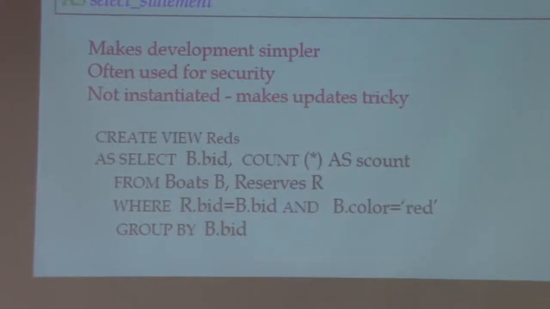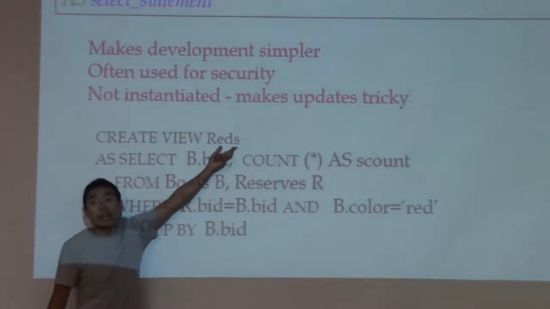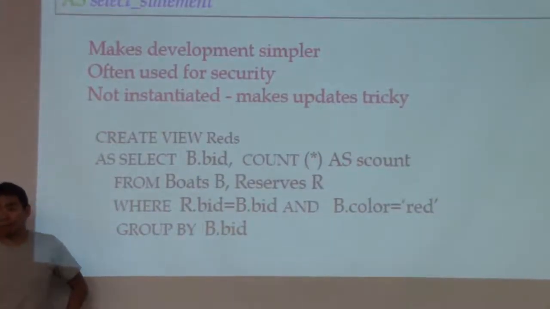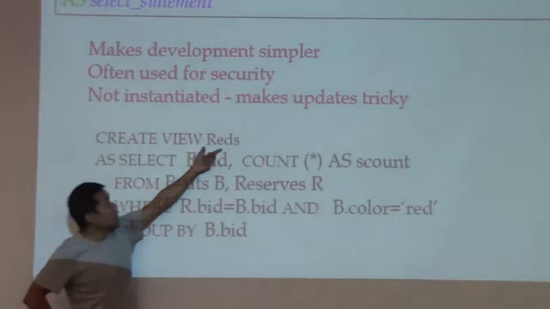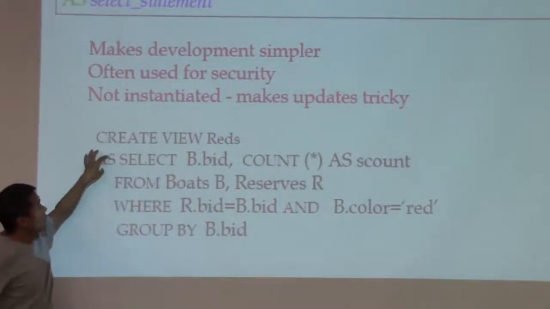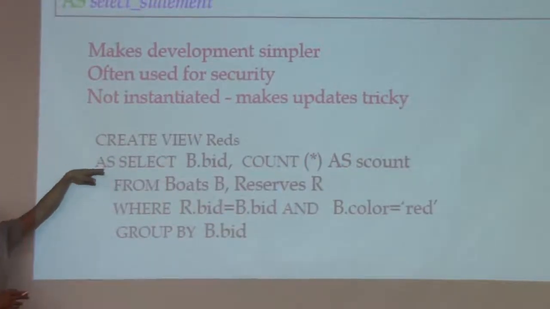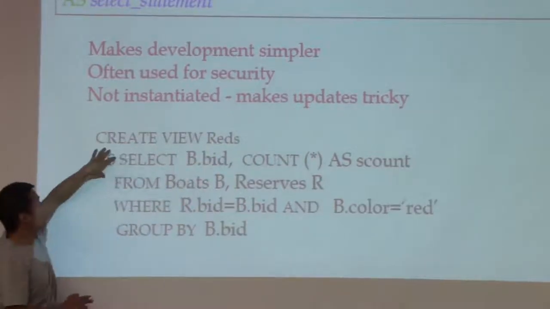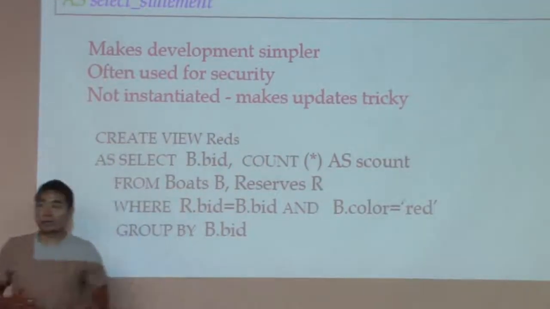So to make it convenient, what you can do is use something called a view. You can create a view and give a name for the view called res. You can use any name if you like. The number of reservations you made on the red color boats, and use the renaming operator AS, basically this name now is equivalent to this whole block right here.